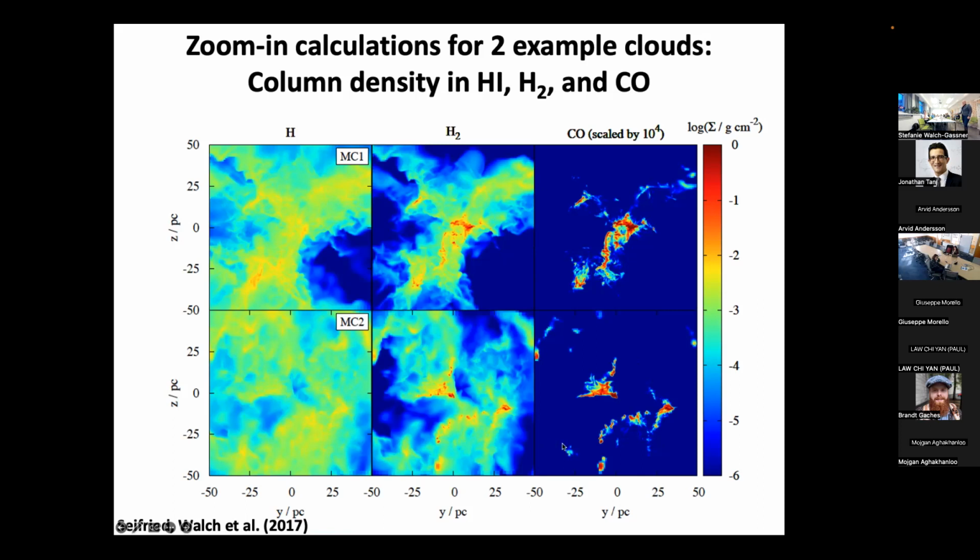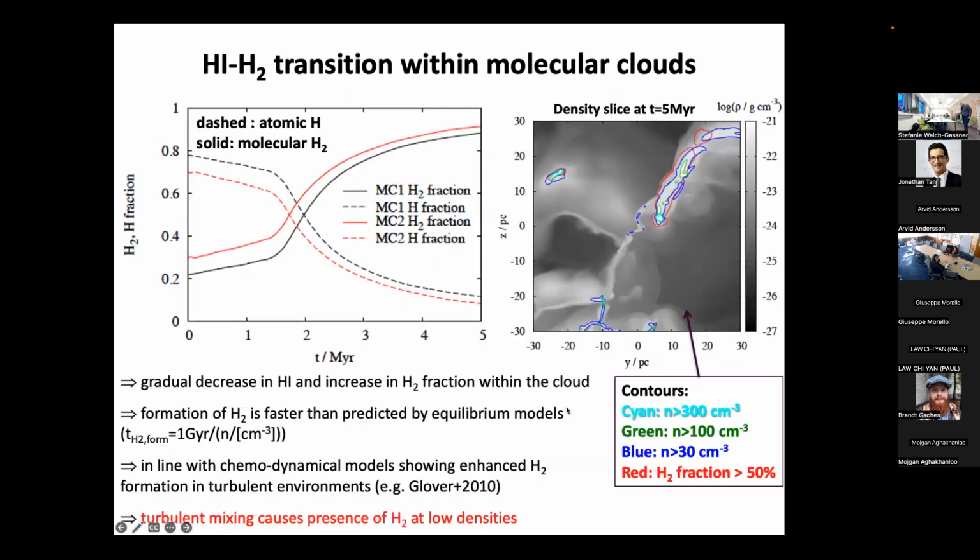And so there's quite a complex structure. We can also see, as a function of time, when we look at the formation of the cloud, that we start at a point where we have most of the gas in atomic hydrogen, and then the molecular hydrogen builds up over time. This is shown here in solid lines for these two clouds. The molecular hydrogen fraction rises and the atomic hydrogen fraction goes down.